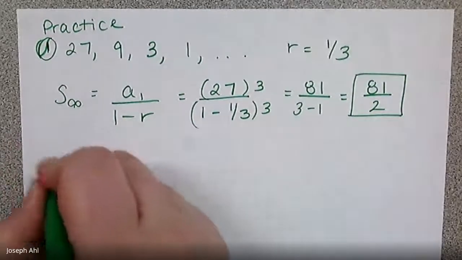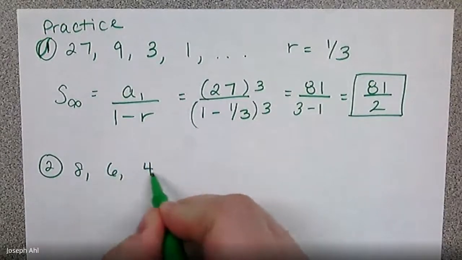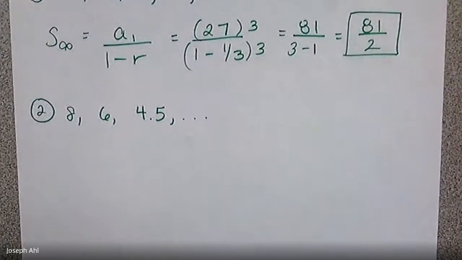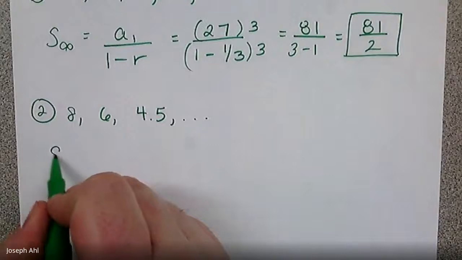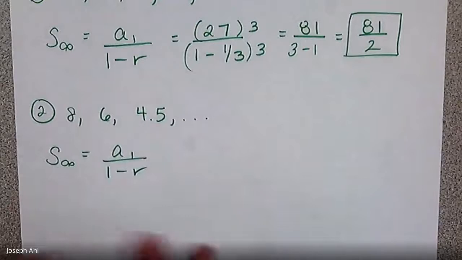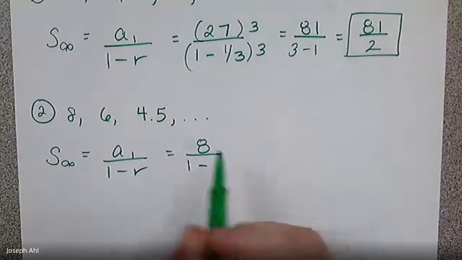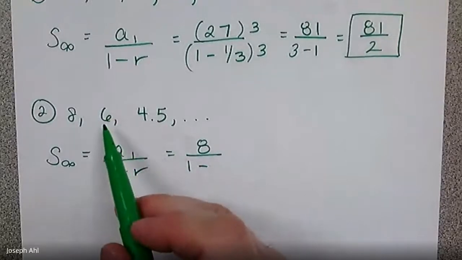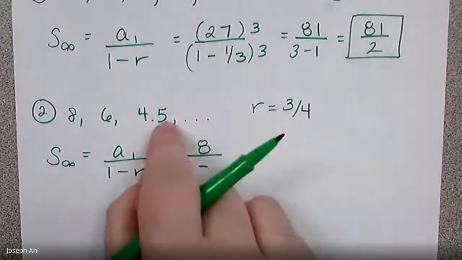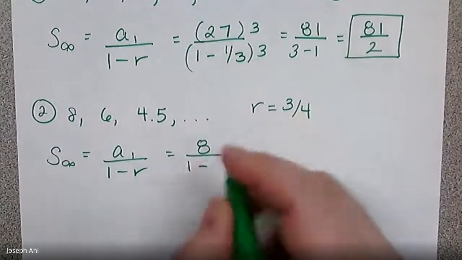All right, let's try a few others for practice. So if I were to give you 8, 6, 4.5, dot, dot, dot, as the terms in a geometric sequence, is this a geometric series that will converge for S sub infinity? Looks like it. I mean, when the terms are going down like that, that's typically good news. So A1 over 1 minus R would be 8 over, well, what is that common ratio here? It would be 6 over 8, which reduces to 3/4. And in fact, just to double check it, 4.5 over 6 also does reduce to 3/4. So you can check that out on the calculator.